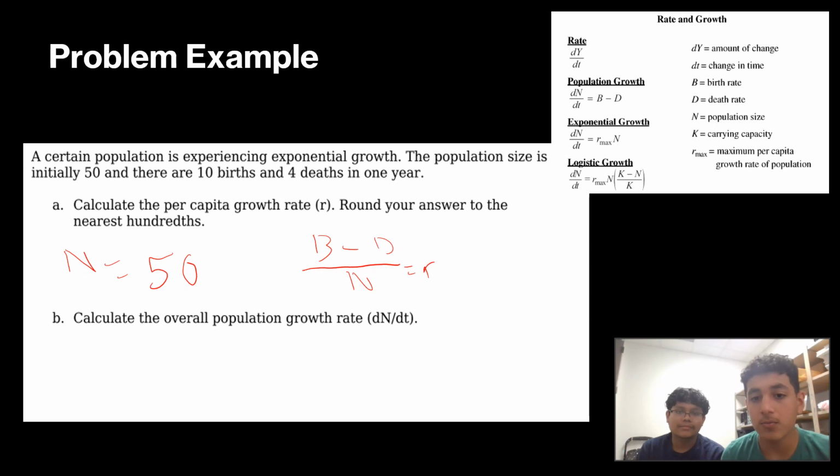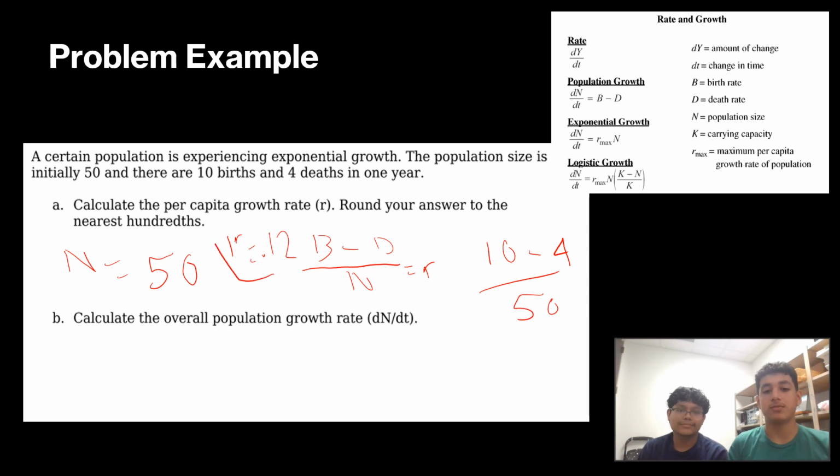The birth and death numbers are given in the problem. So it's 10 minus 4 over 50, and that right there will give us our r, which equals 0.12. And that's our answer.